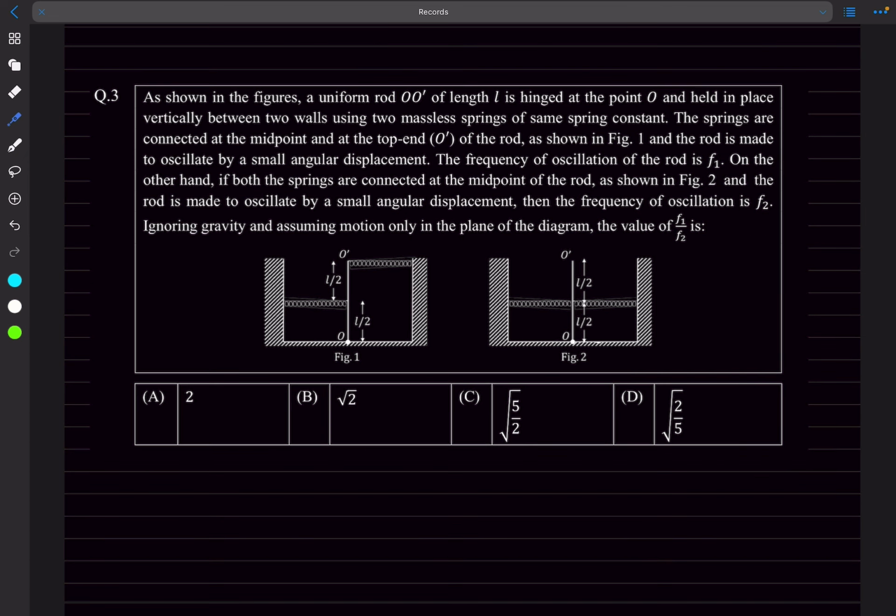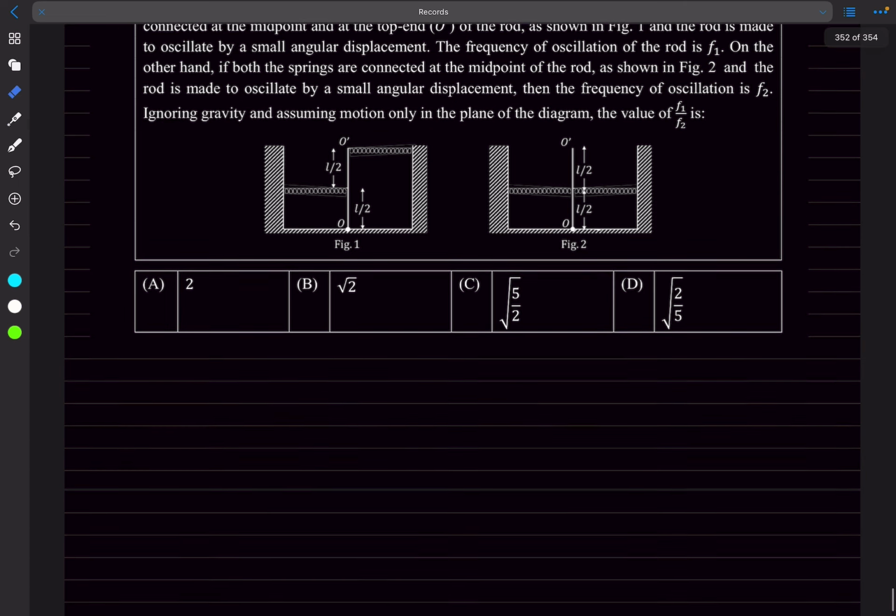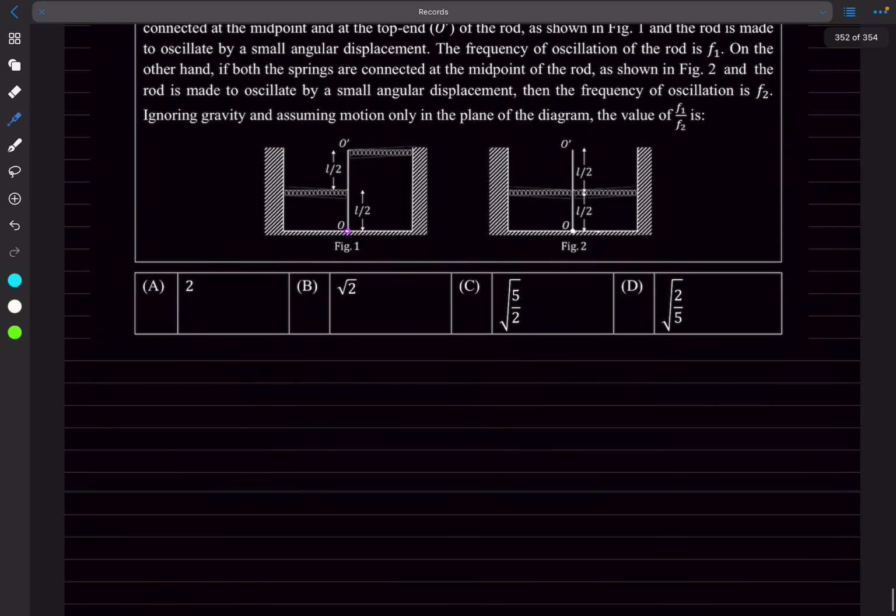So in problem 3, we have two figures in which we have a uniform rod OO dash of length L that is hinged at point O and held in place vertically between two walls using massless springs of spring constant K. The springs are connected at the midpoint and at the top end of the rod in figure 1. Basically, in these two situations, they are made to oscillate with small angular displacements, and we have to compare their frequencies.